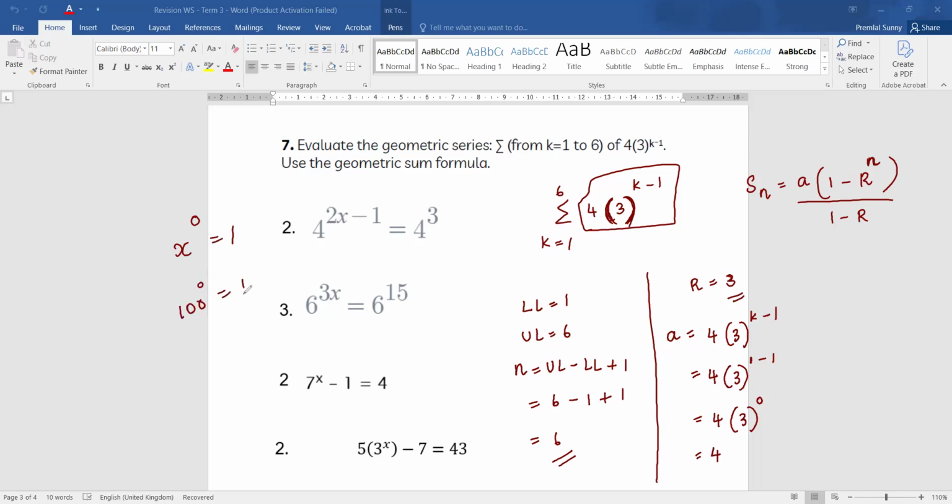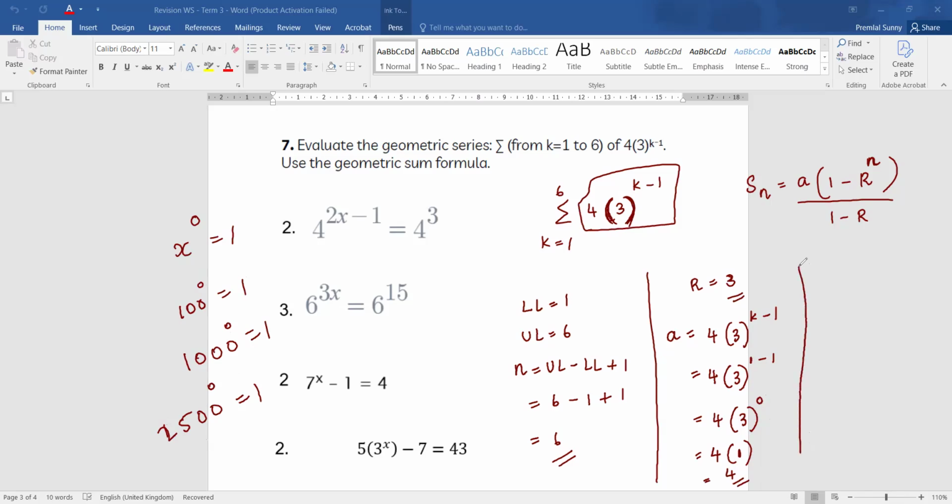100 to the power of 0 is 1. 1000 to the power of 0 is 1. Or 2500 to the power of 0 is 1. So here 3 to the power of 0 is 1. So 4 times 1 is 4.